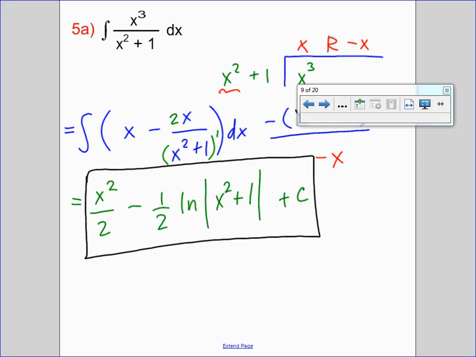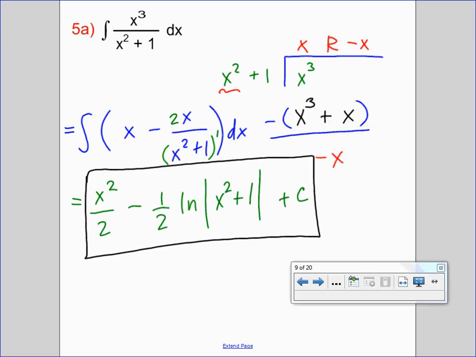I like that one. What questions do you guys have about 5a? So if the degree of my numerator is greater than or equal to my denominator, and I can't split it up into a sum or difference, I'll go ahead and utilize polynomial long division as a means to algebraically rewrite and try again.